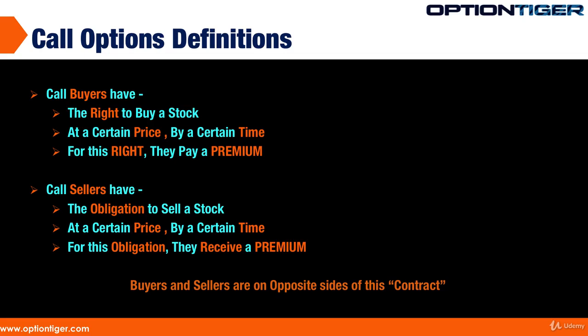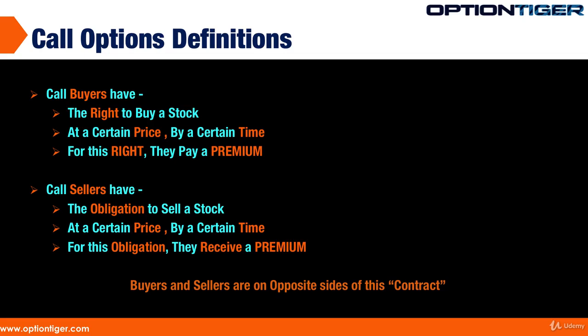They have a right. So if they want to buy it, they can, but they don't have the obligation to buy it. Whereas the seller has an obligation. The seller has the obligation to sell the stock or the asset at a certain price, by a certain time, and for this obligation, they receive a premium. Buyers and sellers are on opposite sides of this contract, but their positions or their roles are asymmetrical. So which means one person has the right, the other person has the obligation, and so on and so forth.